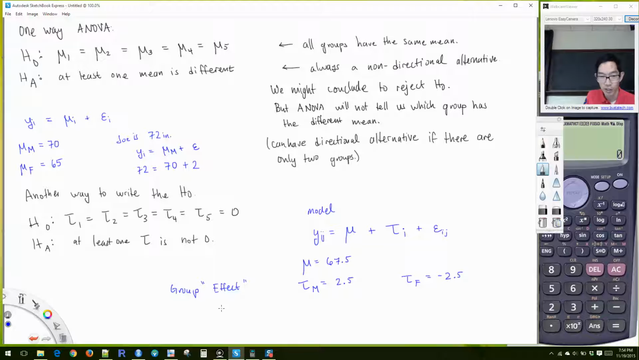And then if we look at Joe again, if Joe is 72 inches, what we are saying is that his height is the grand mean, the mean of everybody, plus the effect of him being male, plus his own individual difference. So 72 is equal to 67.5 plus the fact that he's male gives him a 2.5 inch boost, so to speak, plus his own individual difference, which adds 2 to that.